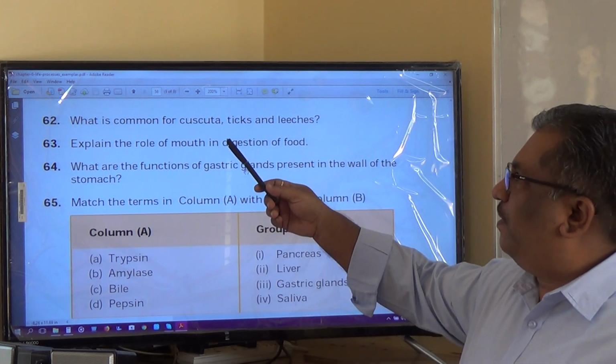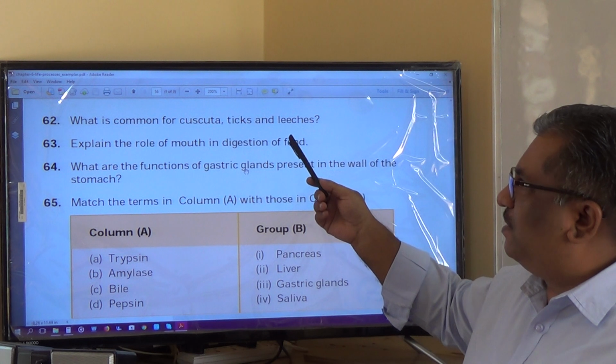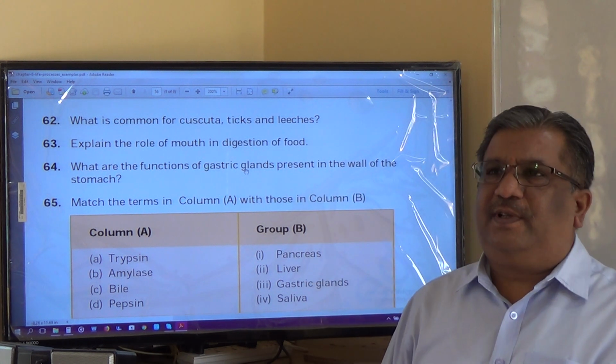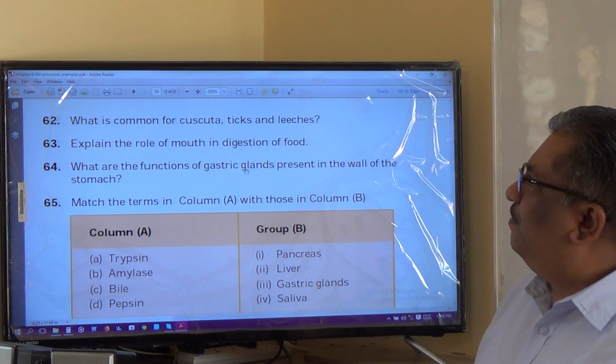What is common for Cuscuta, ticks and leeches? All these are parasites. They depend for their food on other living organisms.